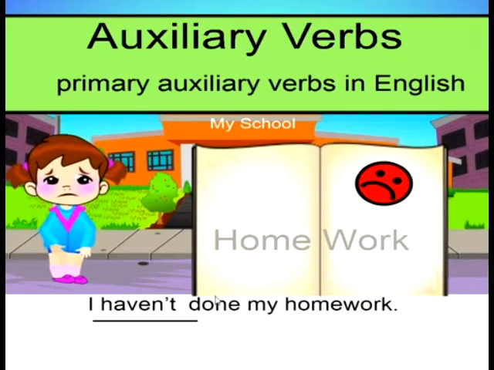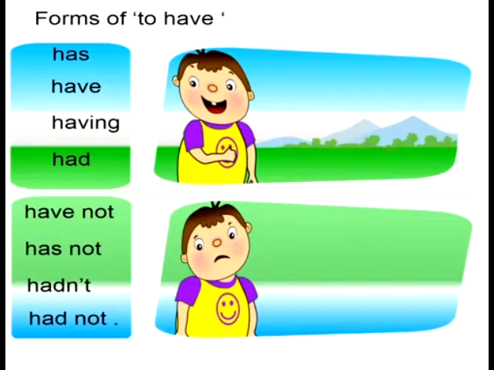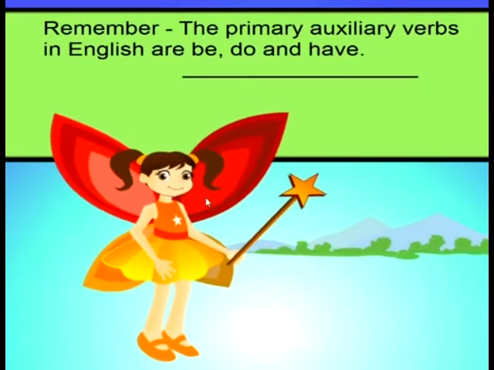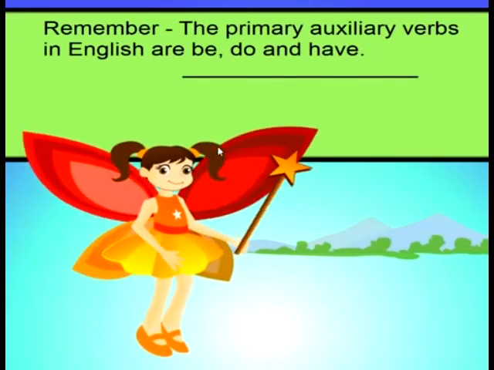I haven't done my homework. Here haven't is the auxiliary verb. Now let's look at the different forms of have. Has, have, having, had, have not, has not, hadn't, which is the contraction of had not, and had not. So remember, be, do, and have are the primary auxiliary verbs in English.